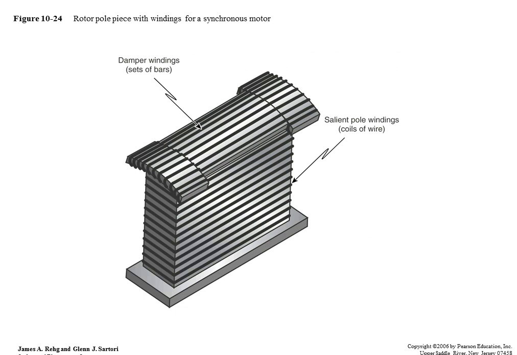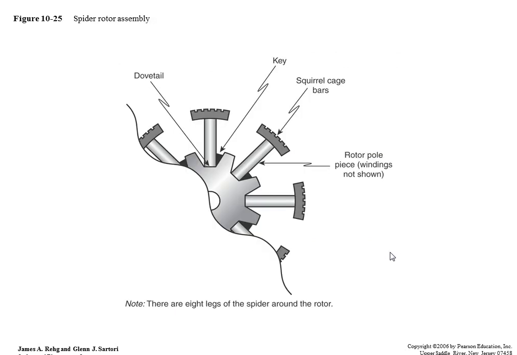This is what my pole's going to look like. Okay, this is metal with wire wrapped around it. Now I have those same poles sitting there on something that's going to rotate around. So I'm going to rotate wires around inside there.